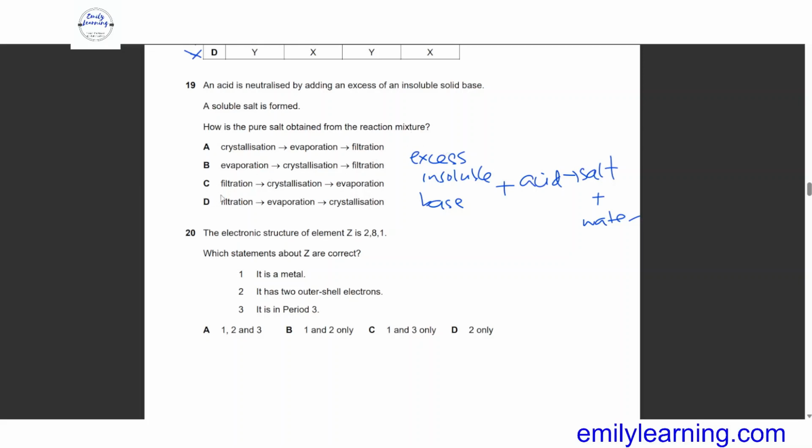So the first step is the filtration. So it's either C or D. After you filter, you have the pure salt solution as the filtrate. So your salt plus water is now in the filtrate and your excess base is in the filter paper as the residue. Now you have the pure salt solution. What you need to do is evaporate some of the water so as to obtain a saturated solution. Then you need to cool it so that your crystals will appear. So the answer for 19 is D.